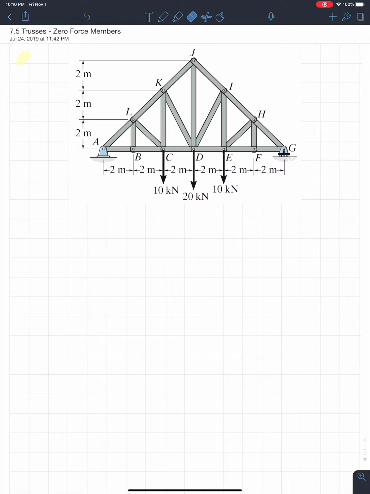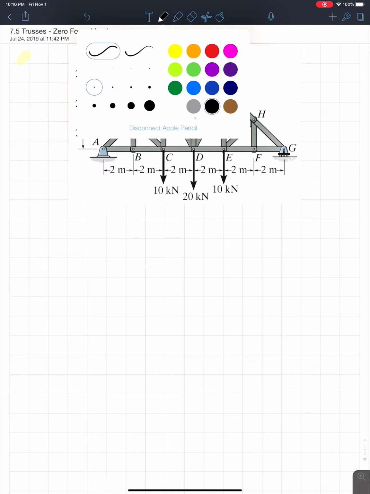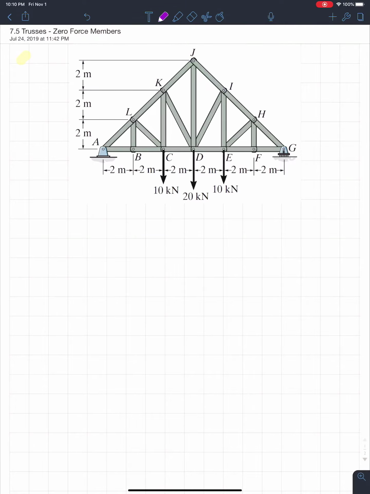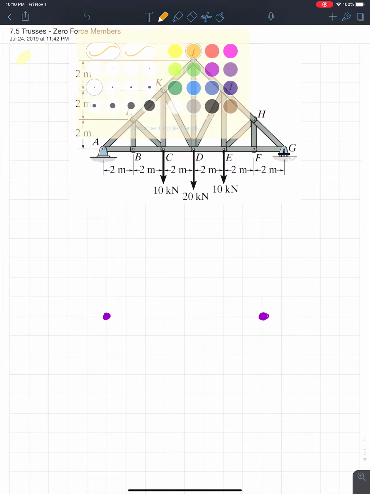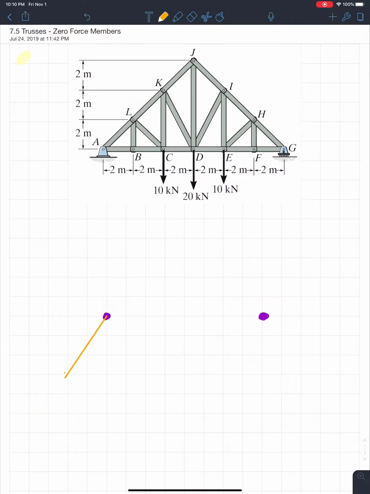So let's go to what they teach you in the lecture. They give you two scenarios to find zero force members, and they both involve the joint of a member. So I'm going to draw two joints. The first zero force case is when you have a joint that has two members coming out of it. So one, and let's just say two. So only two. If this is the case and there are no external loads, then both of these members carry no force.